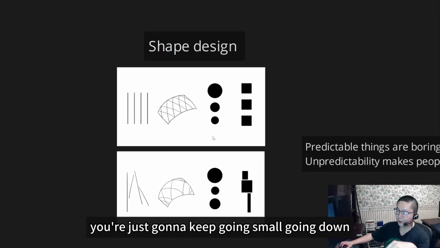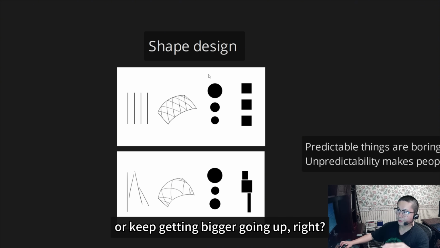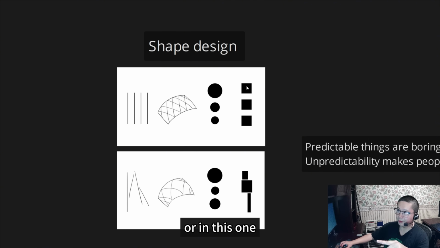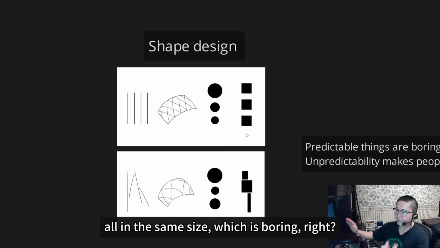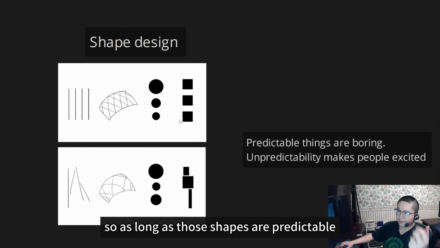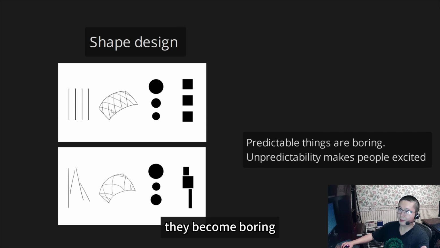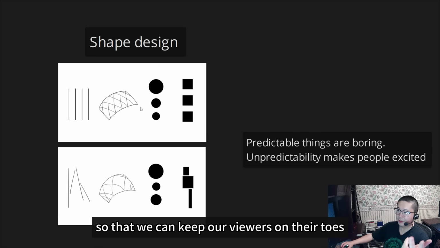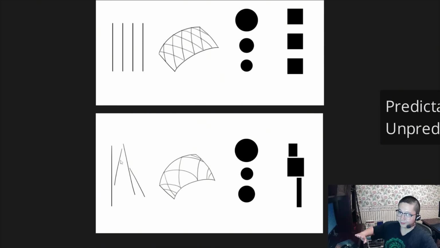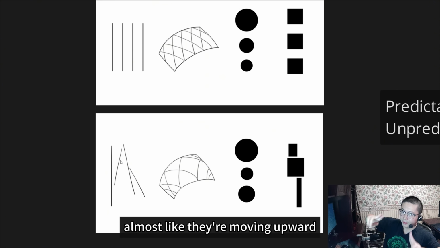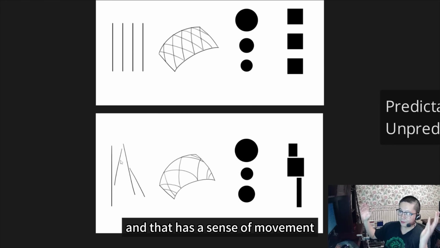You're just going to keep going small, going down, or keep getting bigger, going up, right? Or in this case, it's even more boring. We're just going to get cube, cube, cube, cube, all in the same size, which is boring, right? So as long as those shapes are predictable, they become boring. And we do want to make our shapes feel more unpredictable so that we can keep our viewers on their toes. If we look at those shapes, you can see those lines, they have a sense of directionality, almost like they're moving upward. And that has a sense of movement.